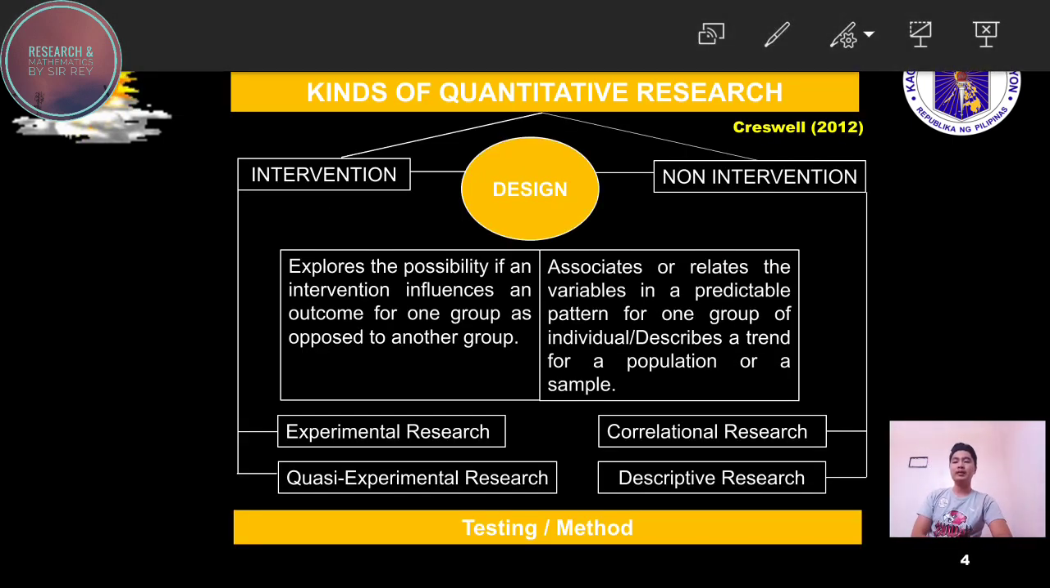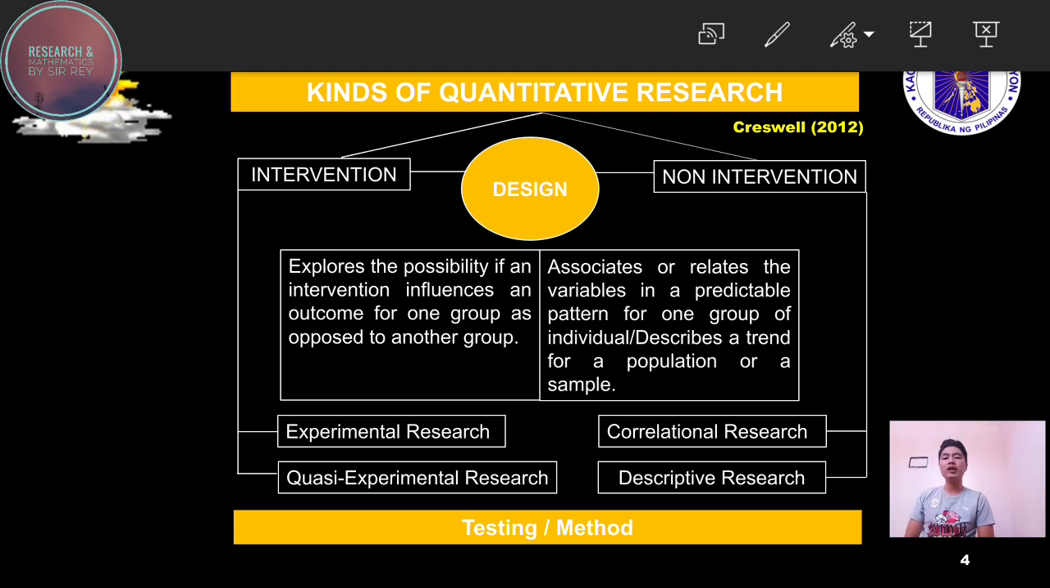Okay, now let us try to move on to the kinds of quantitative research. So this is again based from Creswell 2012. So according to Creswell 2012, there are four kinds of quantitative research. So these are experimental research, quasi-experimental research, correlational research, and descriptive research.